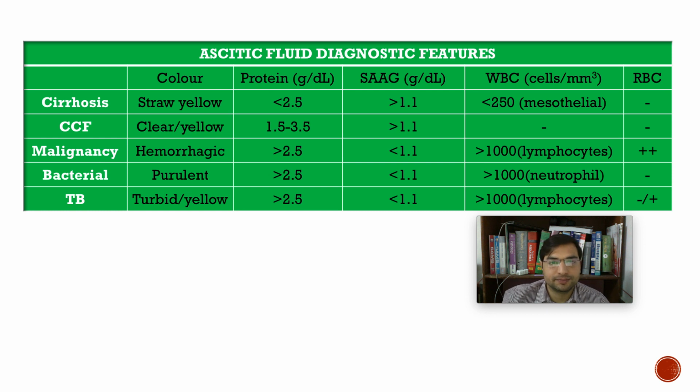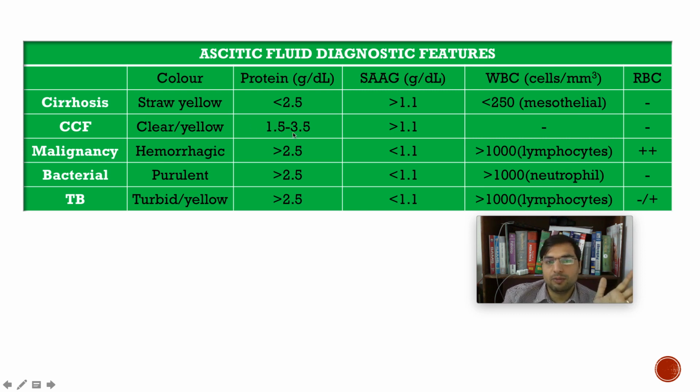For example, if the color of the ascitic fluid is straw yellow, and the total proteins of the ascitic fluid are less than 2.5, the SAAG score is greater than 1.1, the WBCs in the ascitic fluid are less than 250 and there are no RBCs, then the cause is very obvious: cirrhosis. Right? In congestive cardiac failure, the color will be clear, transparent, translucent, or a little yellowish.